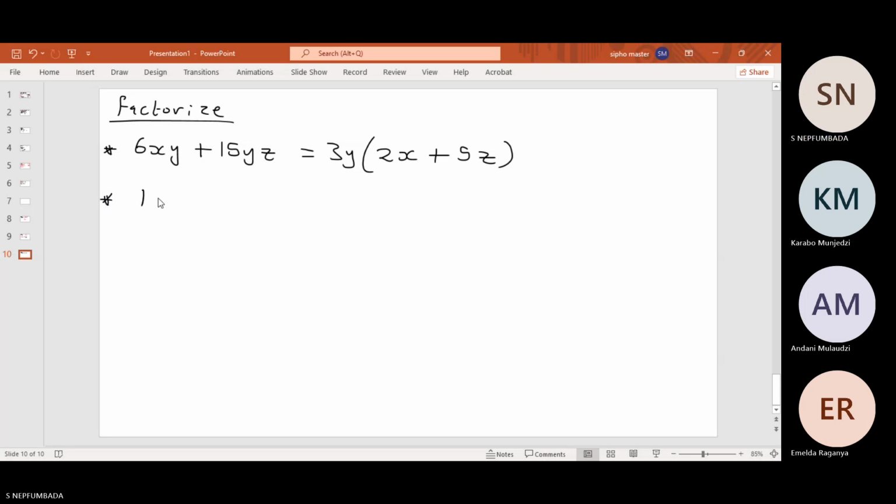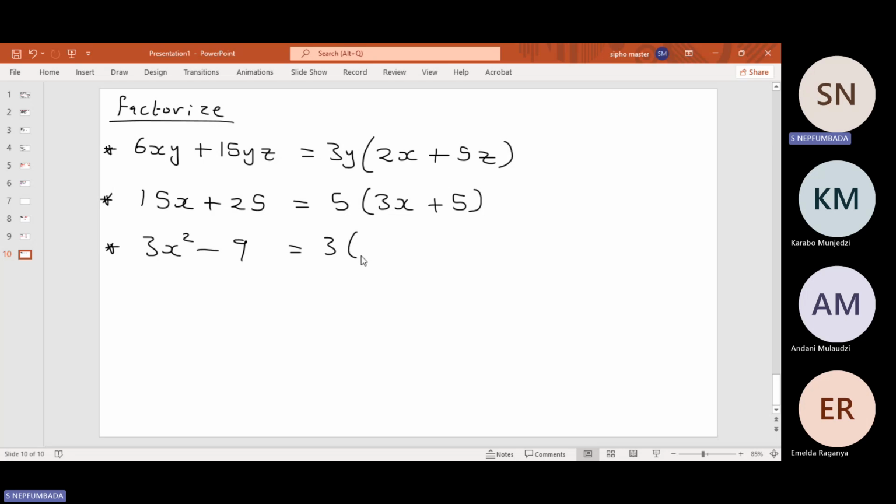Are we fine? Yes. Then our factor here is 5, is that so? 5 goes how many times into 15? 3. But we've got x and z. Plus, 5 goes how many times into 25? 5. We are done. Do you have any question? No. Let's say 3x squared minus 9. This is equal to 3. We take 3 outside and we'll go, what? x squared minus 3.